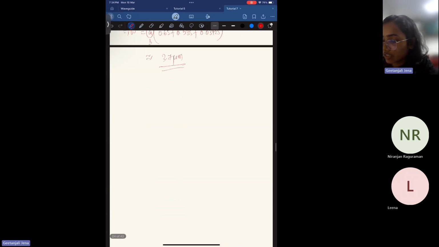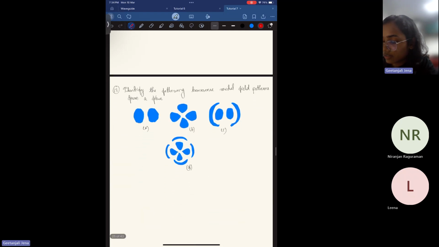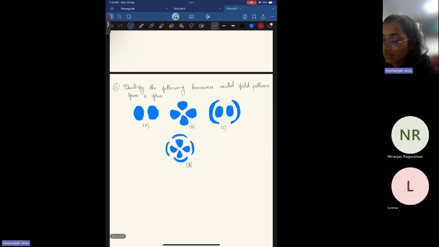Okay, let me check whether your concept is clear or not. Once again, this is for your conceptual understanding. Identify the following transverse modal field profiles from a fiber. So can you let me know what is the LPLM mode for the first profile?